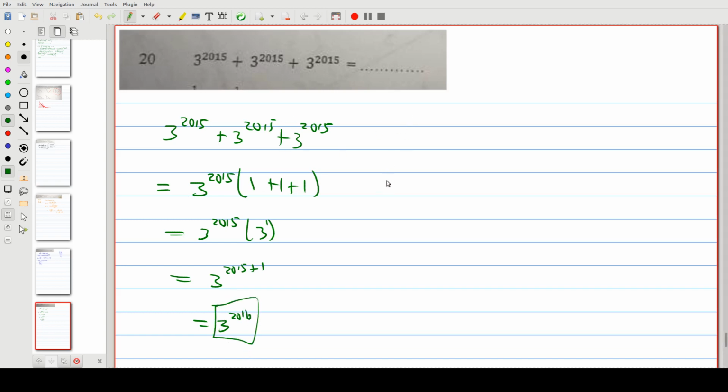Another way we could have thought about it, which a lot of you probably did, is say there are 3 of these things. So that's just the same as saying 3 times whatever this is. Like if we had x plus x plus x, we could say that's the same as 3 times x. So now we can say we've got 3 of these things. So 3 times 3 to the power 2015 equals 3 to the power 1 plus 2015, which gives us 2016. So there is our answer. 3 to the power 2016.